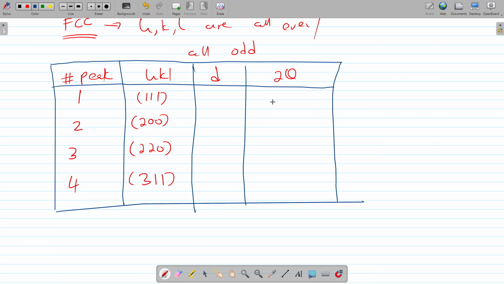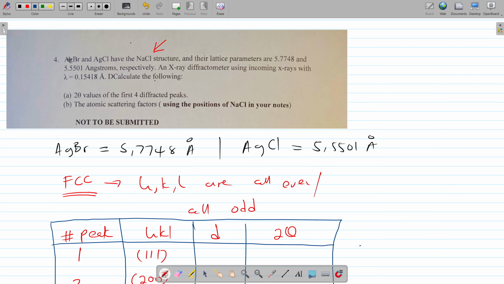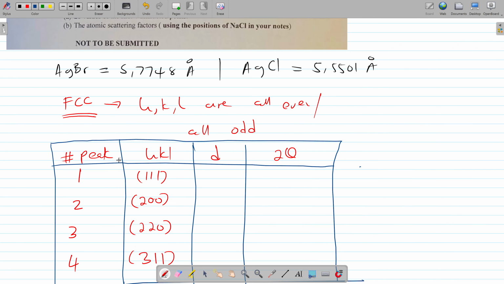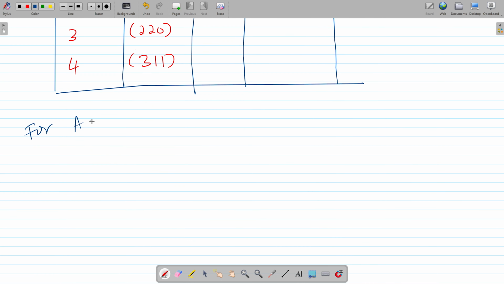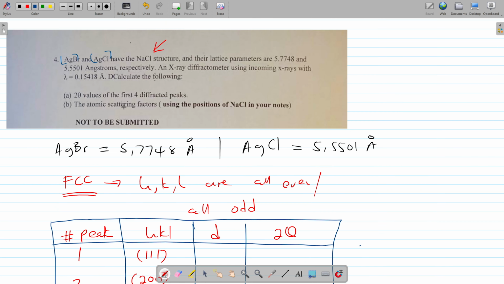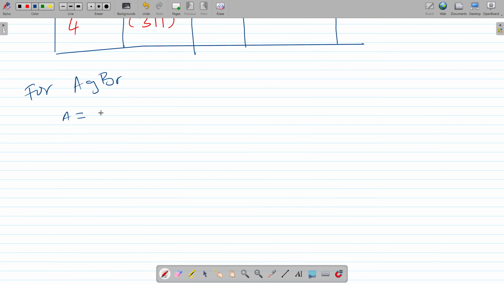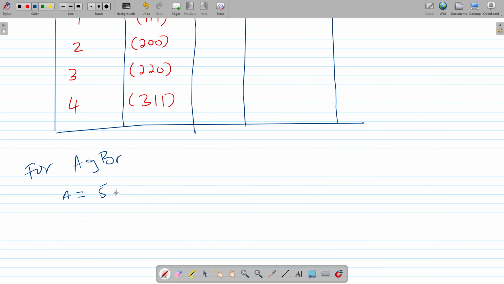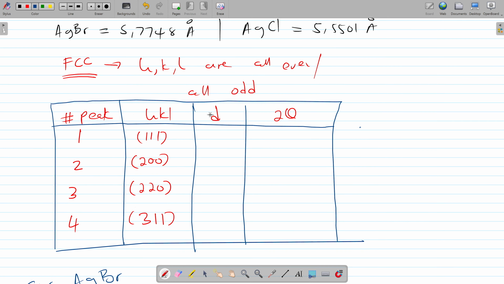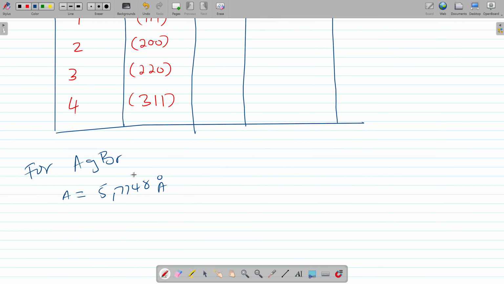Let's see. Since we have 2 compounds here, we have this first one here and this second one here. We're gonna start with this one here. So I'm gonna say for AgBr like this, we have what our lattice parameters. A is equal to 5.7748 angstrom like this. So we have to calculate our d spacing for this one here.